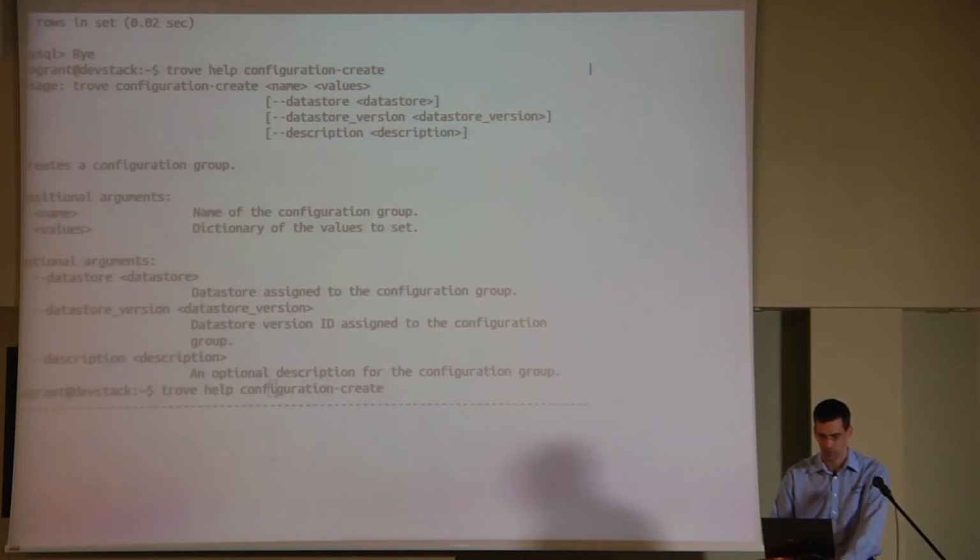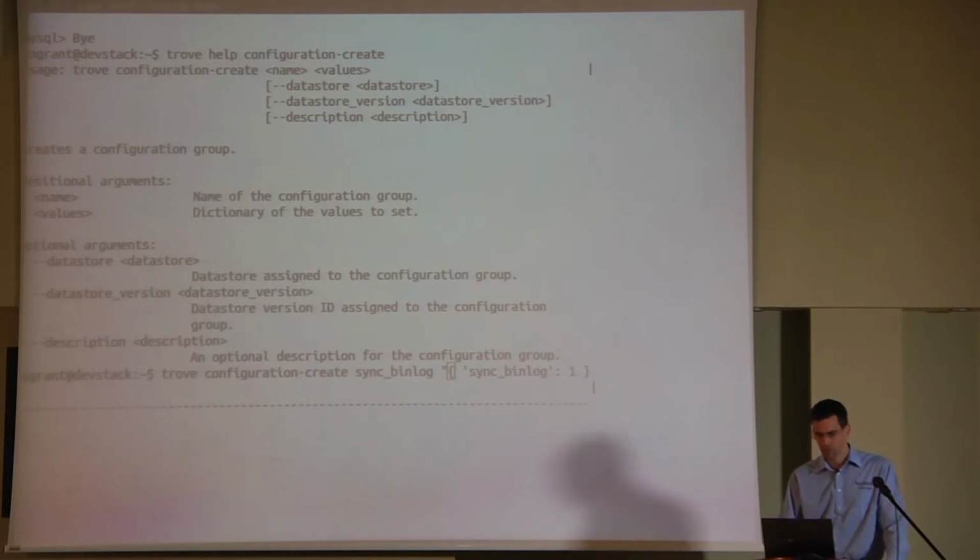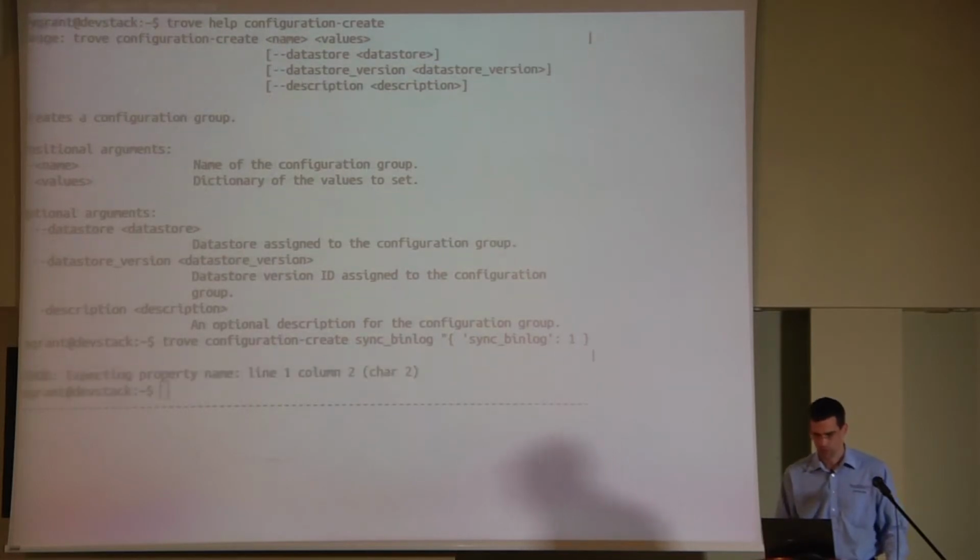So for example, I'm going to do a trove configuration-create. I'm going to call it sync_binlog because I'm not very creative. And then it's going to be sync_binlog 1. There we go, and I just need to get my quotes correct here. trove configuration-create sync_binlog, sync_binlog 1. That syntax should be right.